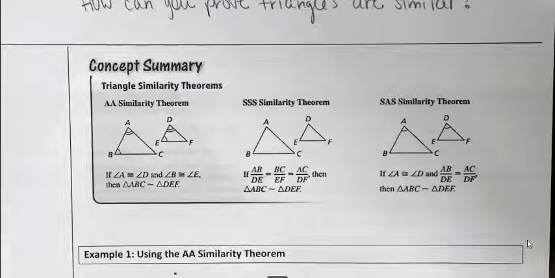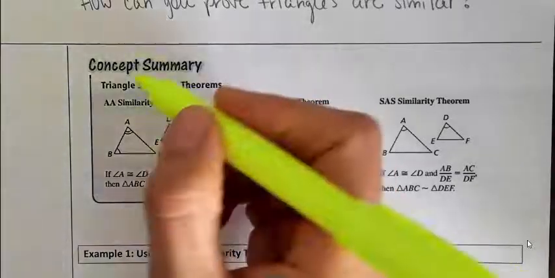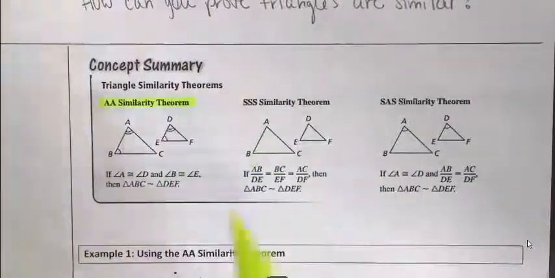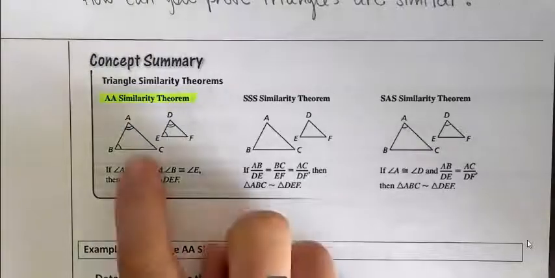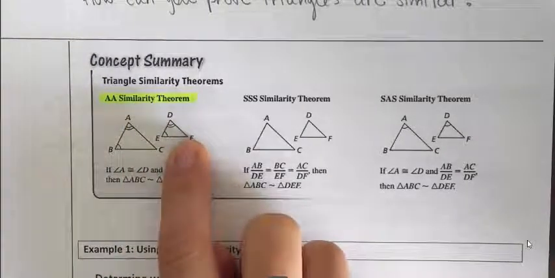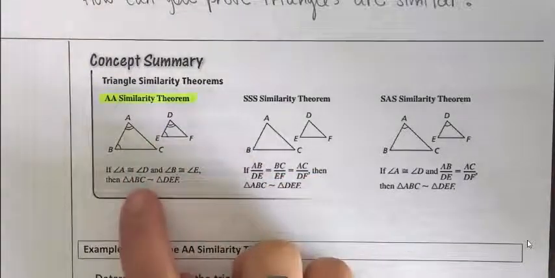The first way that you can prove that two triangles are similar is if they have two angles that are congruent. So the first one is what we would call the angle-angle similarity theorem. That's what the AA stands for. Basically you have to have two angles in one triangle congruent to two angles in another triangle. And if that's the case, then their third angles will also be congruent, and then we know that the two triangles will be similar.